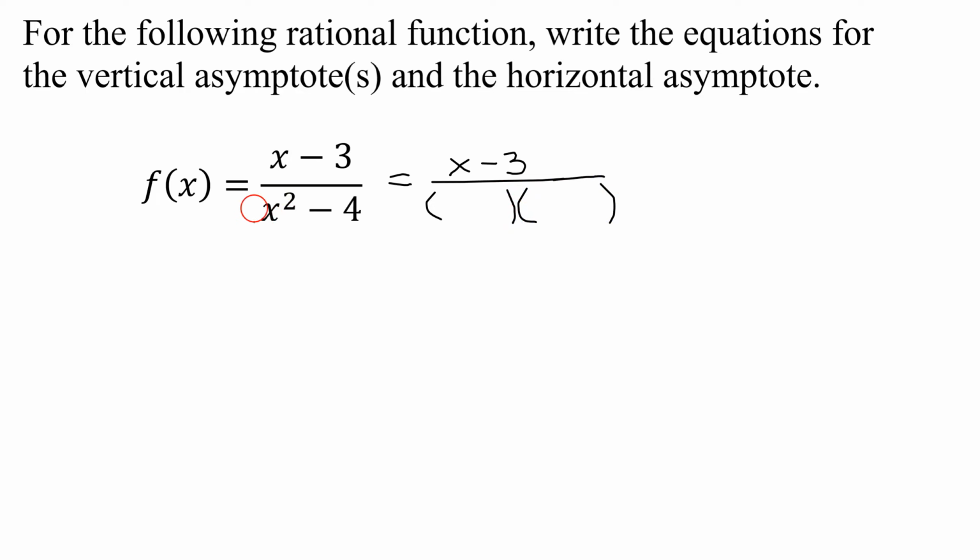The first term is the square root of x squared. The last term is the square root of 4, and they have opposite signs between them. So now I've totally factored my rational function. Does anything reduce? No. So this is the simplified form of my rational function. So to find our vertical asymptotes, we need to find the zeros of the denominator. So we're going to set the denominator equal to 0.